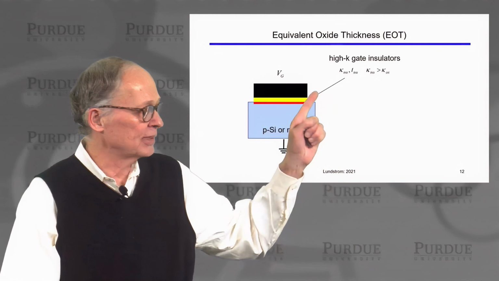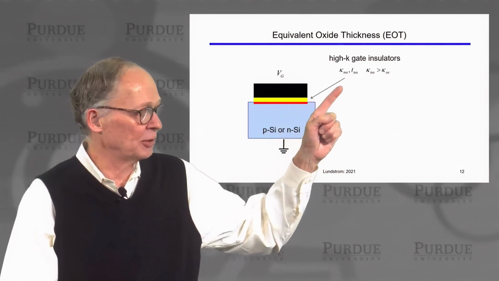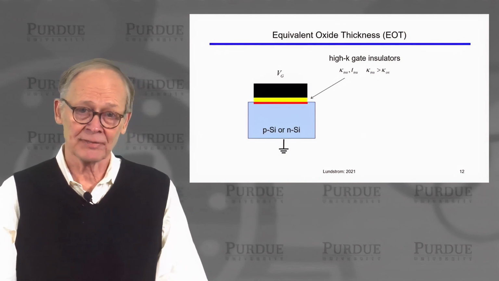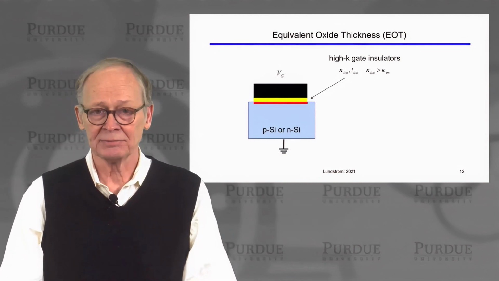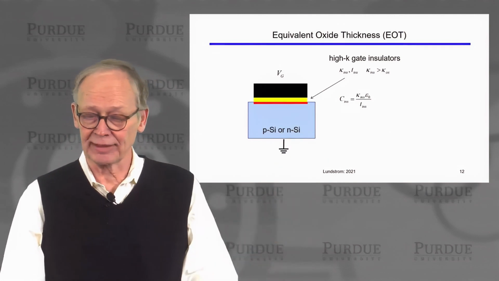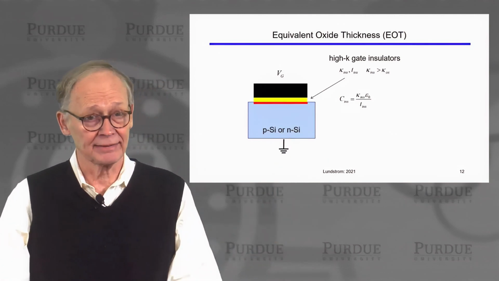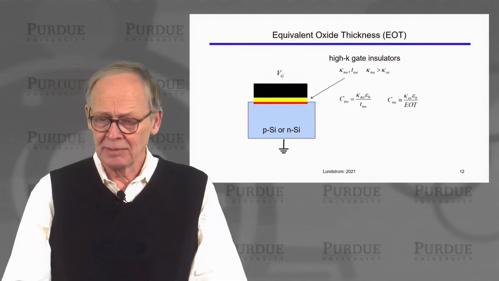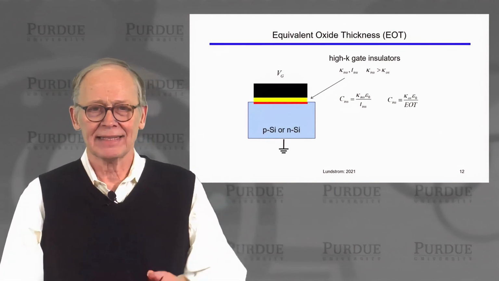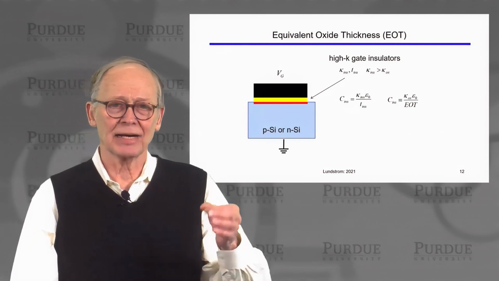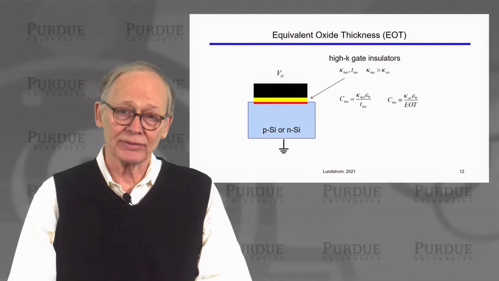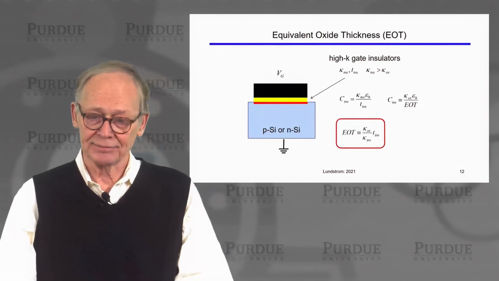So there will be some dielectric constant and some thickness, and that dielectric constant will be significantly larger than the dielectric constant of SiO2. The capacitance is just dielectric constant divided by thickness of that insulating layer. But people like to reference it back to SiO2 and say that capacitance is equivalent to how many nanometers of SiO2. That's called the equivalent oxide thickness.